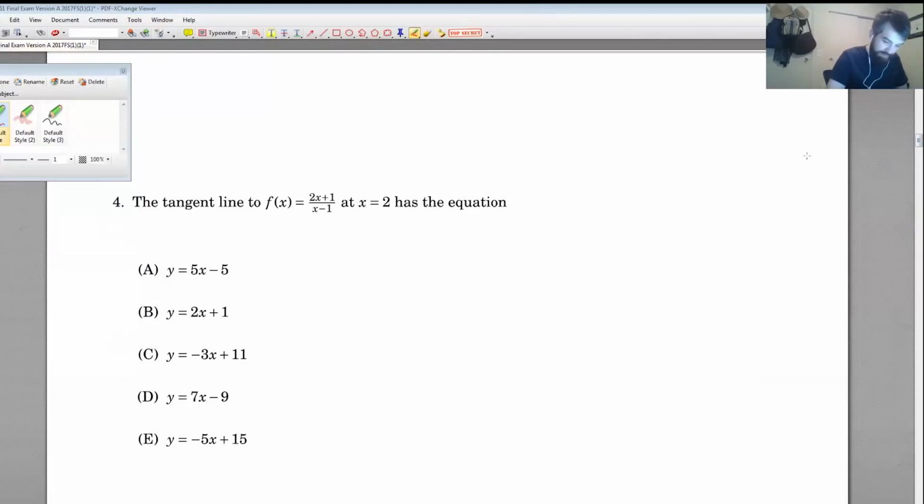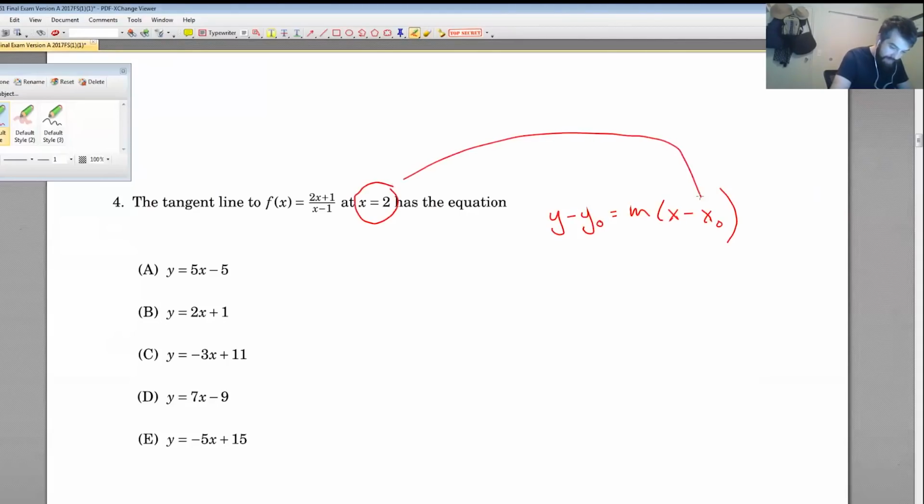Okay, so let's go here. I've got this problem. I want to find the equation of a tangent line. The equation of a tangent line is just this: y minus y naught equals m times x minus x naught. That is the formula you need to have memorized for the equation of the tangent line, the so-called point-slope formula. But how do we plug it in? Well, we need to figure out the m, and we need to figure out the x naught, y naught. The only one we know is x equal to 2. That is the x naught, and that is going to go in right there.